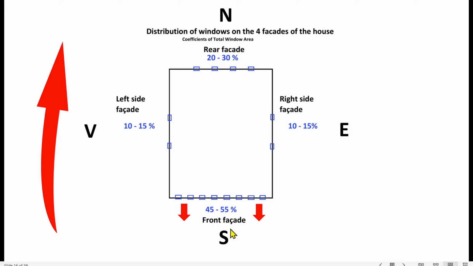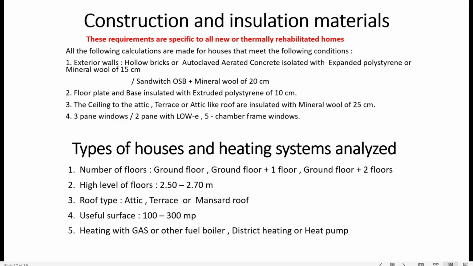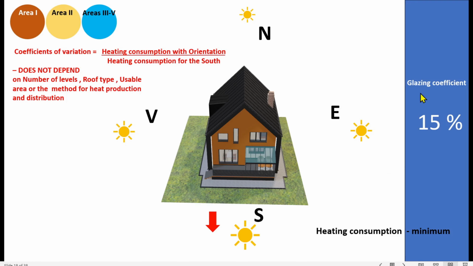When we talk about the orientation of the house, we actually are talking about the orientation of the front facade passing through all cardinal points. I analyzed over 3,000 houses with the characteristics presented here. For a certain glazing coefficient, which is the ratio between the area of the windows and the usable area of the house, if the main front facade of the house has a southern exposure, the final energy for heating has a minimum value due to the southern solar input.